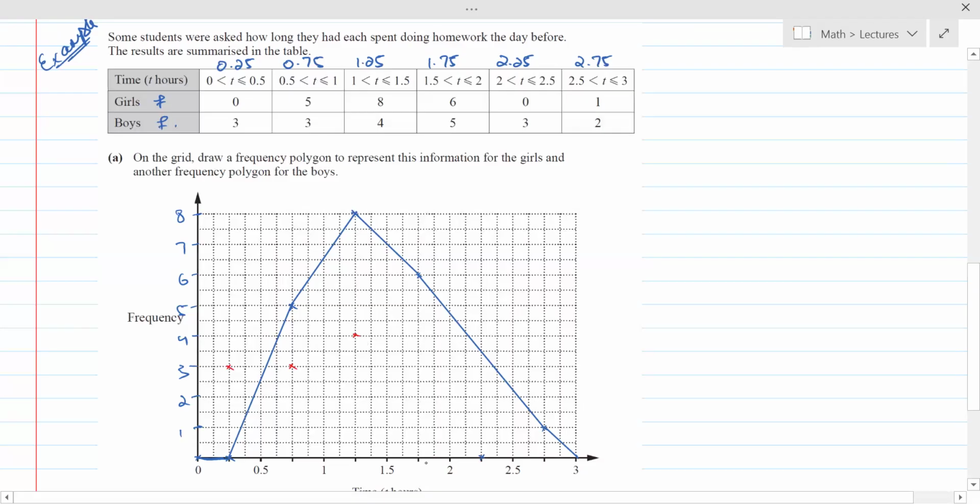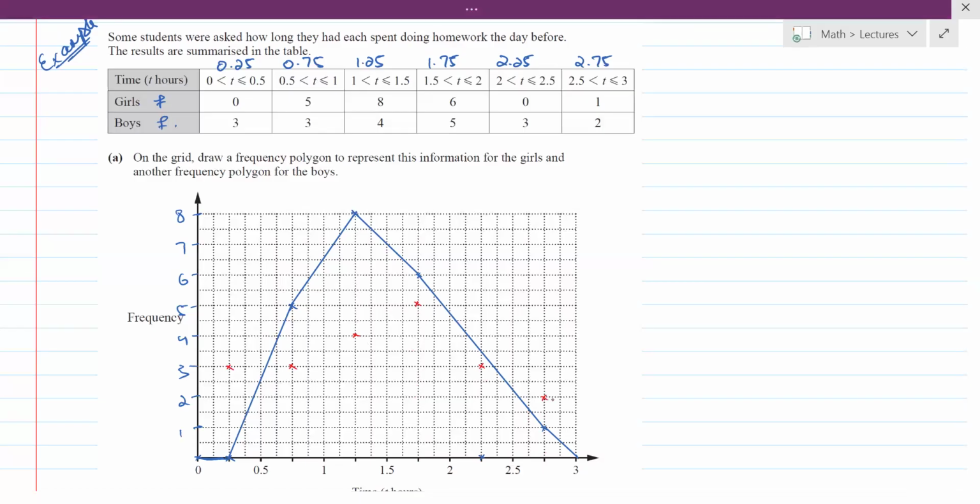1.75 and 5. 1.75 and 5 has to be here. And then 2.25 and 3. 2.75 and 2. All right. We just need to join all these points together.